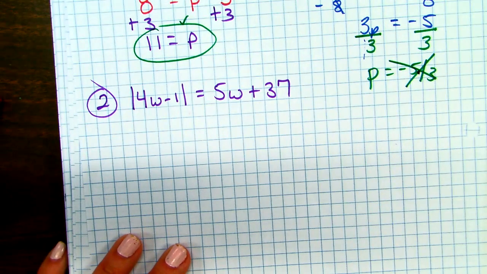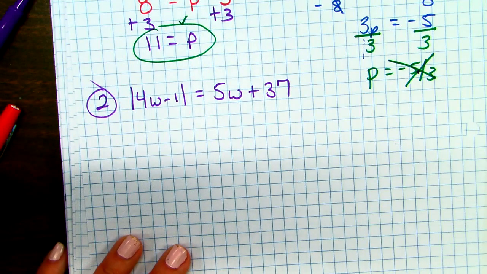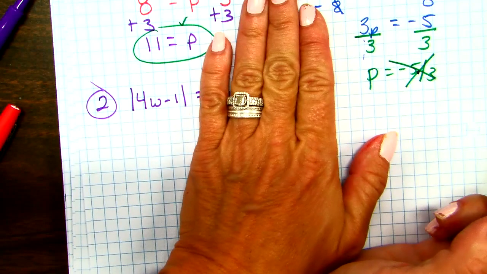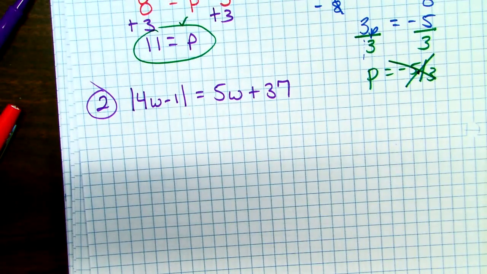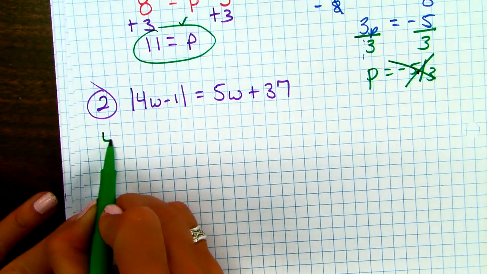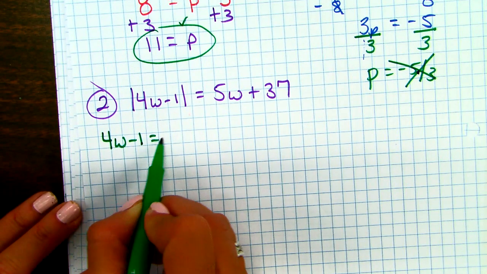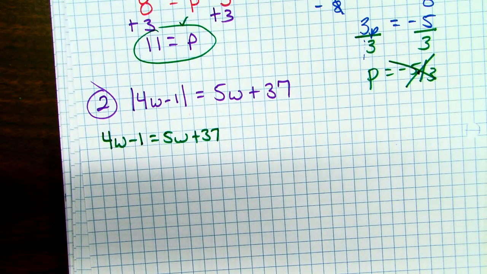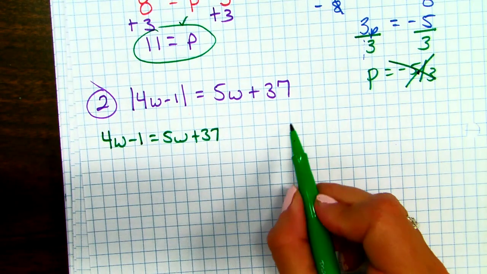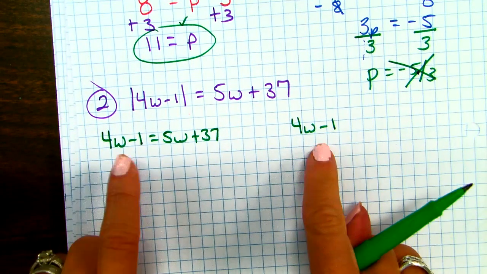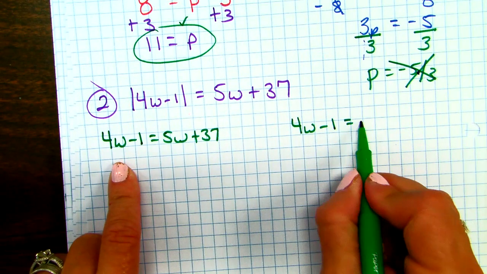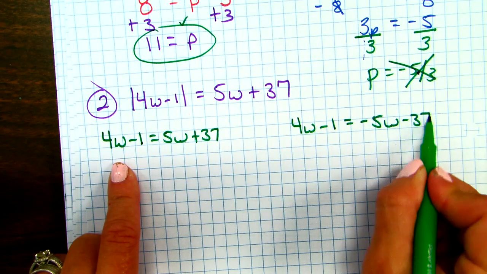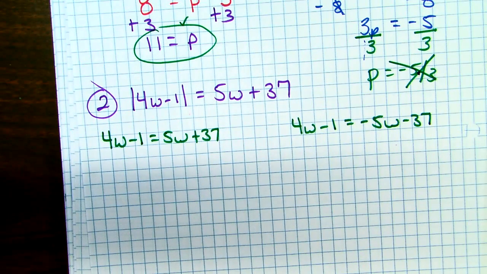Okay? All right, is there any cleanup in number 2? Nope, absolute value is by itself on one side. So we don't have to do any work to get started. We're ready to just rewrite it 2 ways. 4w minus 1 equals 5w plus 37. Just like I see it, take the absolute value symbol off. Then remember, the left-hand side stays the same. We don't do anything different there, but change the signs of everything on the other side. So if you were positive, you become negative. If you were negative, you become positive. And solve.